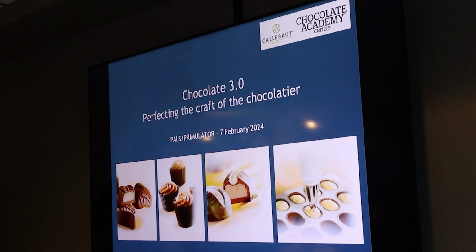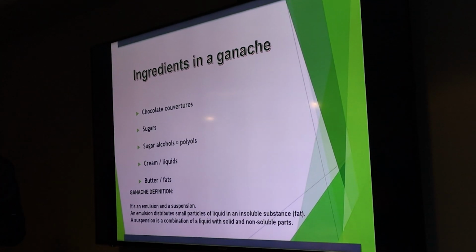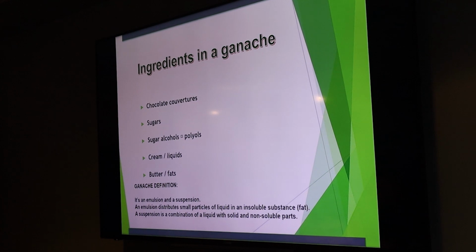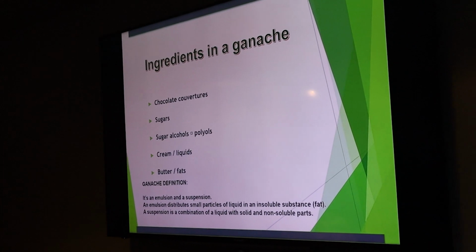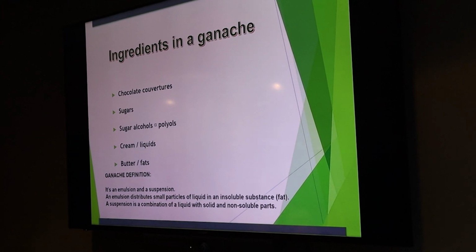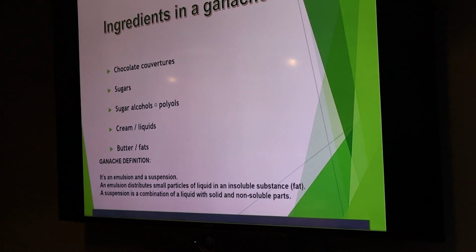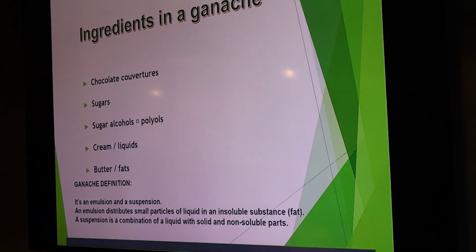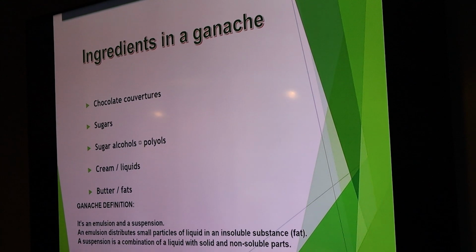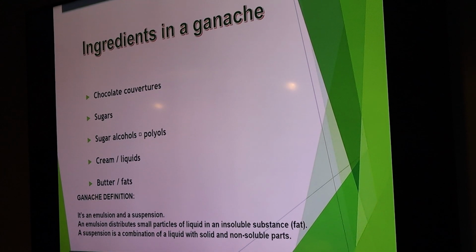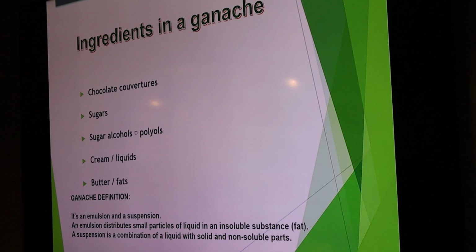So everything is built up from the ingredients that we are working with when it comes to chocolate, sugars, sugar alcohols, cream and butter. That's the basic thing that we have as a definition when we talk about ganache. And those we have split up in two different ways.